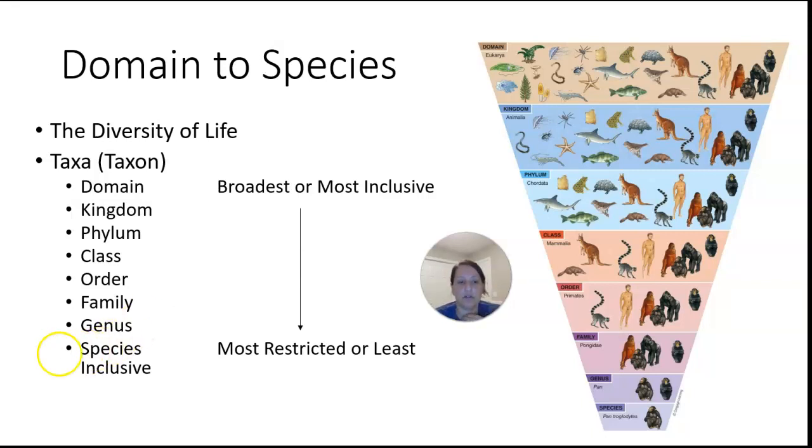I want to make sure that you also understand that every living organism on the planet gets a 2-part name. And so taxonomists use binomial nomenclature, it's called. 2-part name, binomial nomenclature. So everyone gets a genus and a species name. That's your scientific name. So for us, for example, we are Homo sapiens. We belong to the genus Homo and the species sapiens.